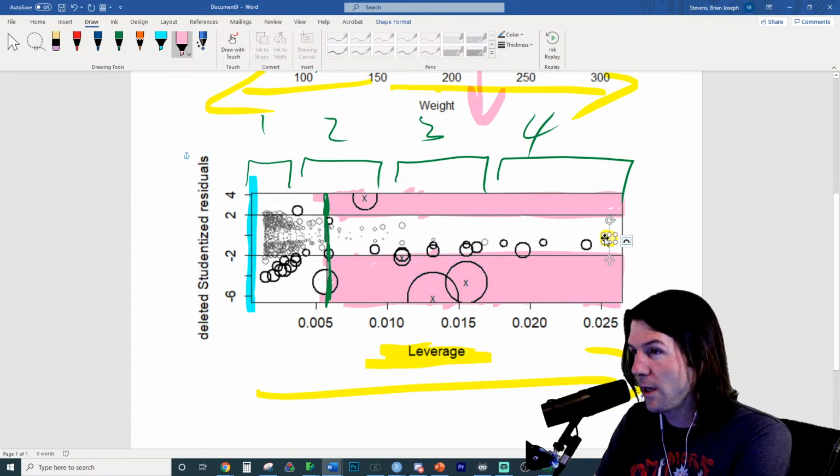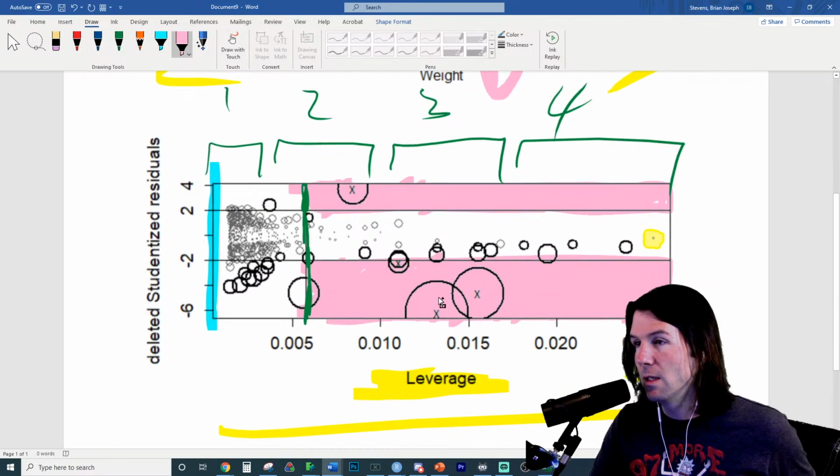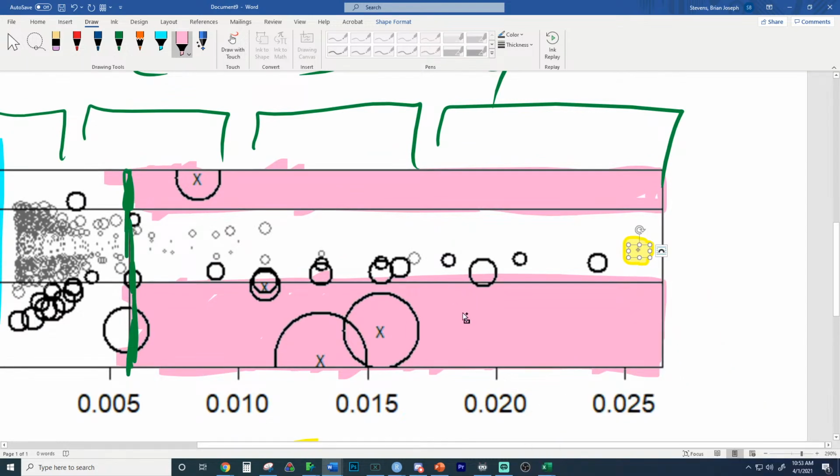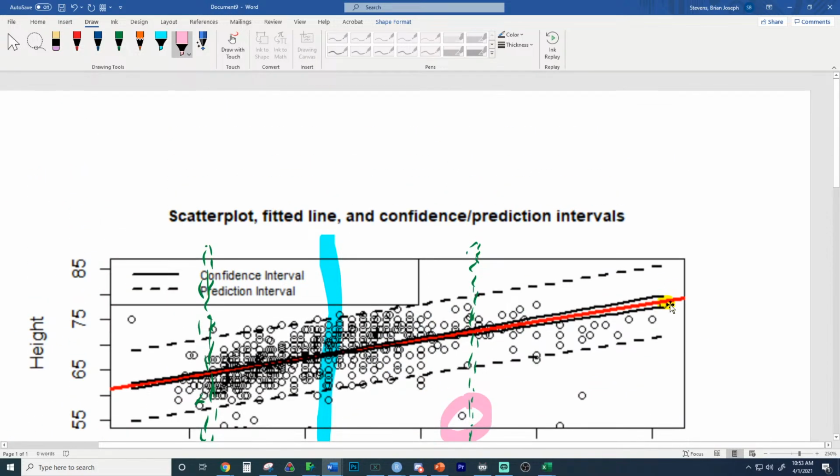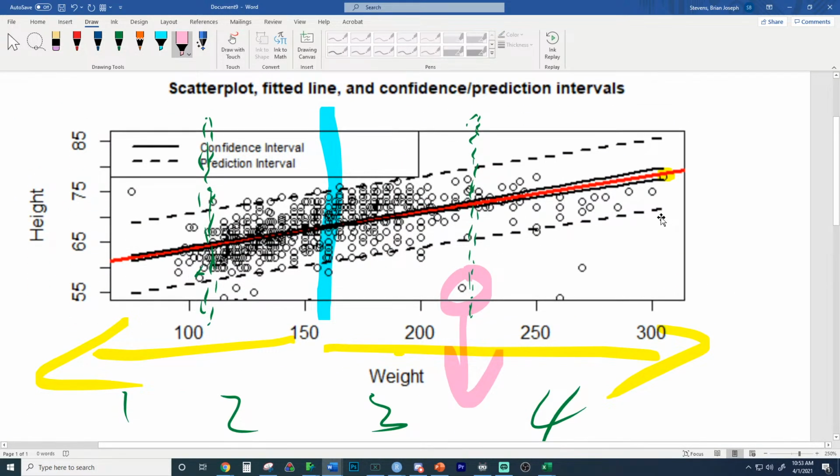So this point right here, do you see this yellow dot right here? This yellow dot has the most leverage, but it is not influential. You can see it has the most leverage right here. And where is it at in terms of residual and deleted studentized residual? We won't go into detail here, but we will in class talk about what a deleted studentized residual is.